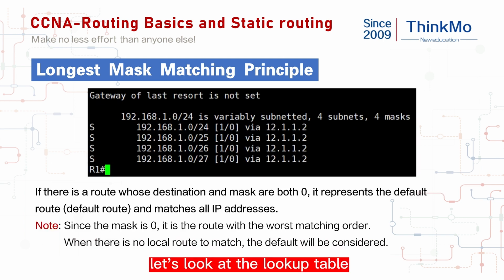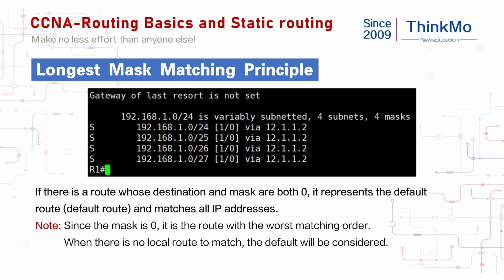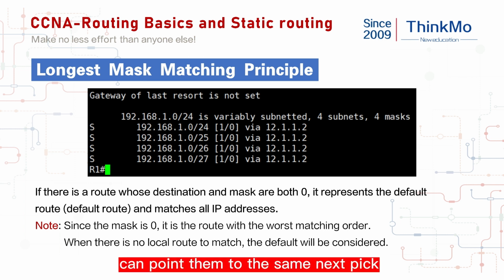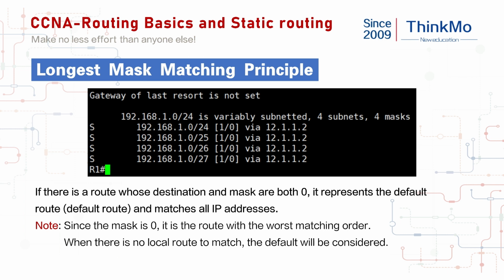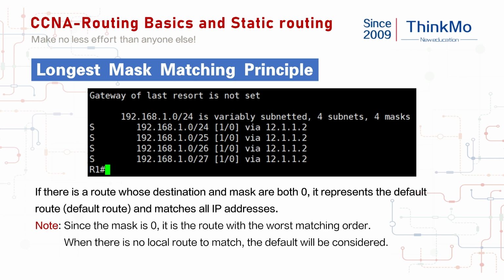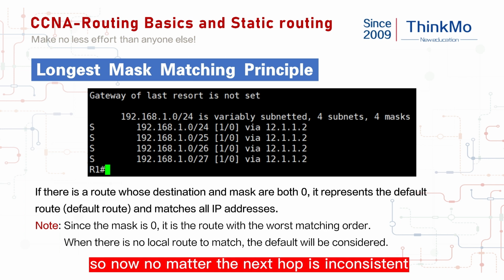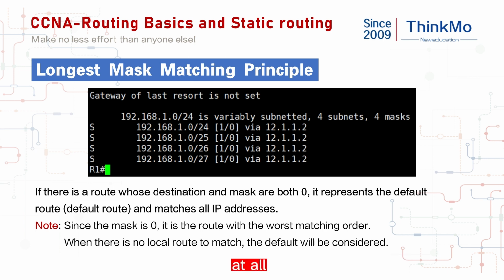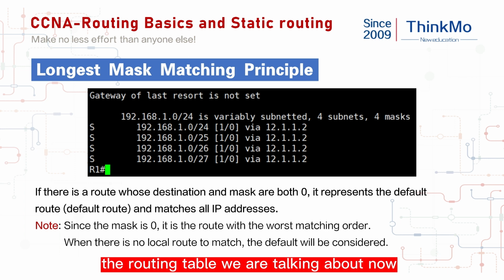Finally, let's look at the lookup table. Longest mask match. For example, I can now write 4 static routes. There are 4 S. Stands for static. Can point them to the same next hop. In theory, as long as the principle of addition table is met, it can be added. It doesn't matter if the next hop is the same, as long as the mask is inconsistent. Different purpose network. Different network segment. So now no matter the next hop is inconsistent. Add all.